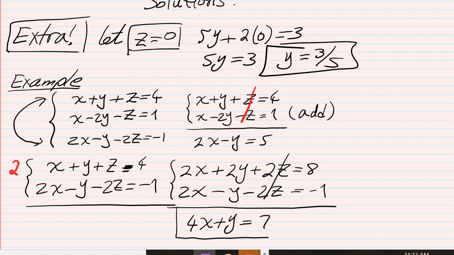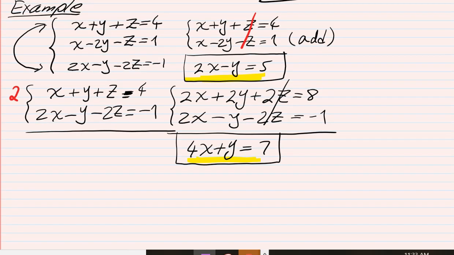And there I have an equation in just x and y. And remember, up here I had an equation in x and y. So look at this one and look at this one. Both of those have the same unknown variables, x, y. So what I do next is I'm going to pair them together. This is like a whole new system we need to solve. 2x - y = 5, and 4x + y = 7. How you solve this is up to you, and the easier method here is elimination.